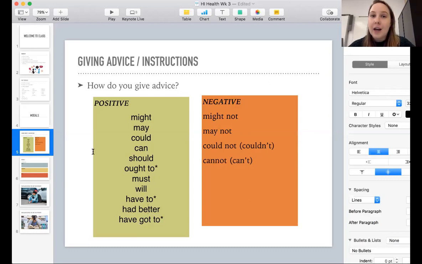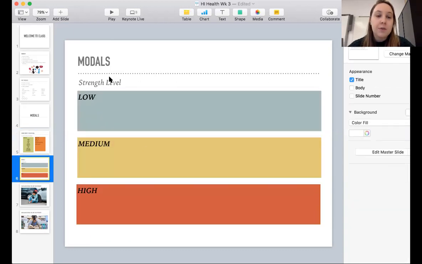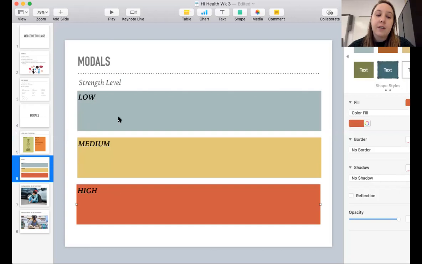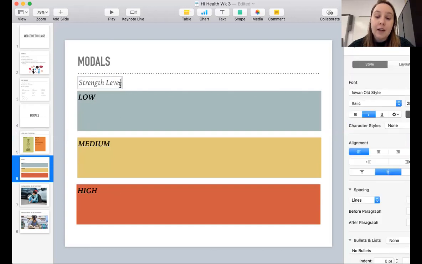All right, let's take a look now at how we use these and how strong these words are. So if we look at this, we're looking at 3 different strength levels. And when I say strength level, I don't mean that being low is bad and high is good. This is just how sure you are of this advice, or how important it is. Okay, so how sure you are of it, or how important it is.